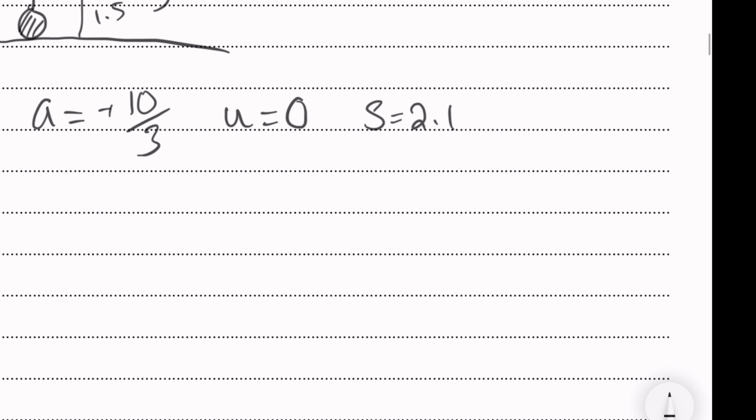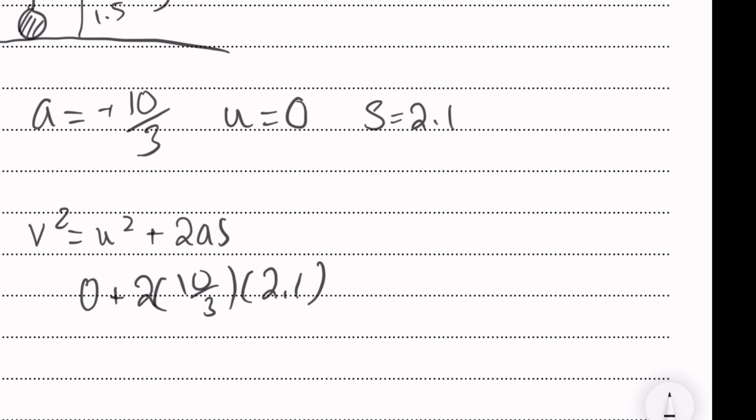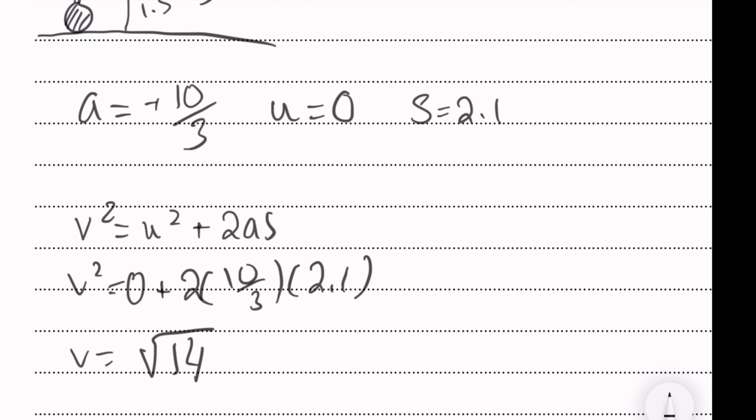So let's go ahead and do this. The displacement, so what equation am I going to be using? I'm going to be using v squared equals u squared plus 2as. Now v squared is unknown, but 0 plus 2 times 10 over 3 times 2.1 equals v squared. V will equal radical 14.